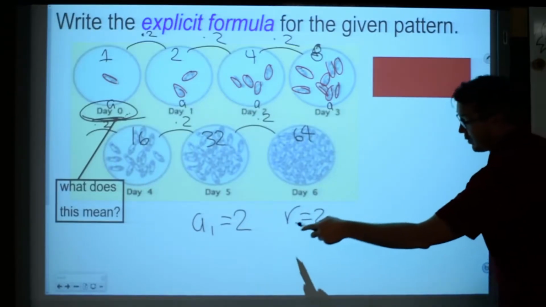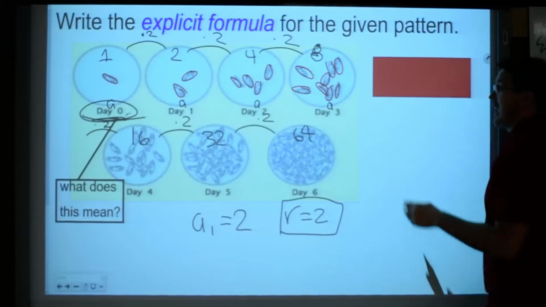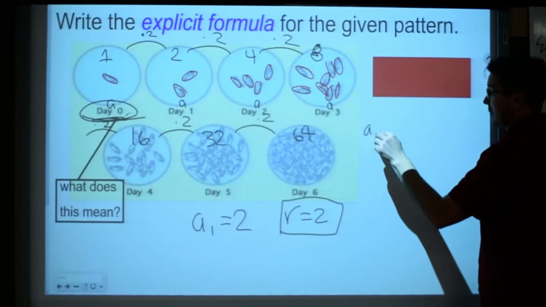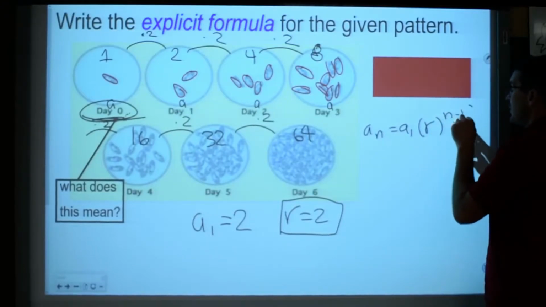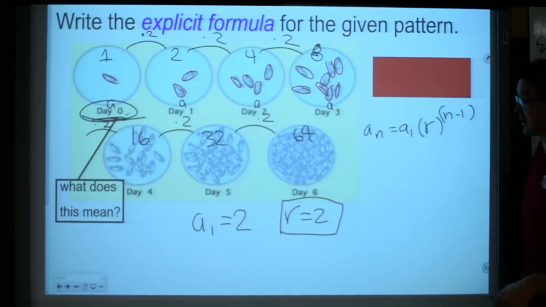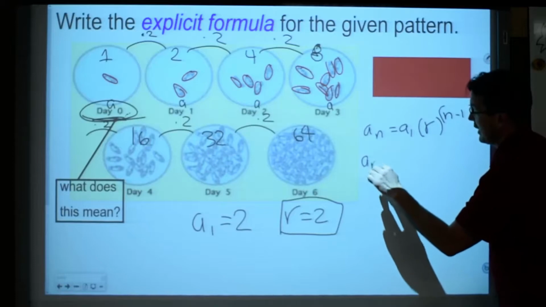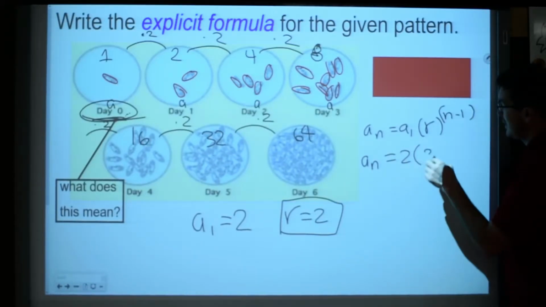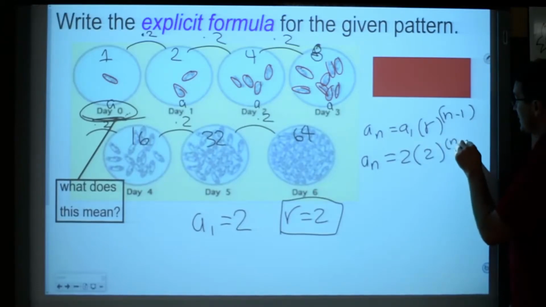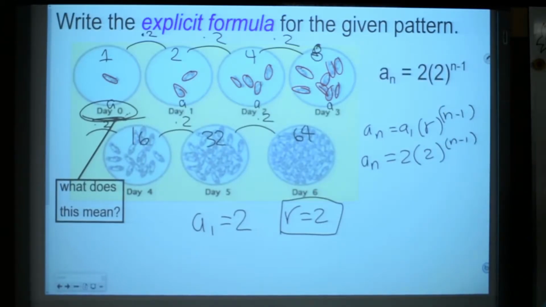And now I know, because of the rate, that this is a geometric formula, which is a sub n equals a sub 1 times r to the n minus 1. And you can put that in parentheses if you want, especially if you're putting it in a calculator. And now I just substitute the values. A sub 1 is 2, the rate is 2, and this is to the n minus 1. Let's see. Yay! I got it.